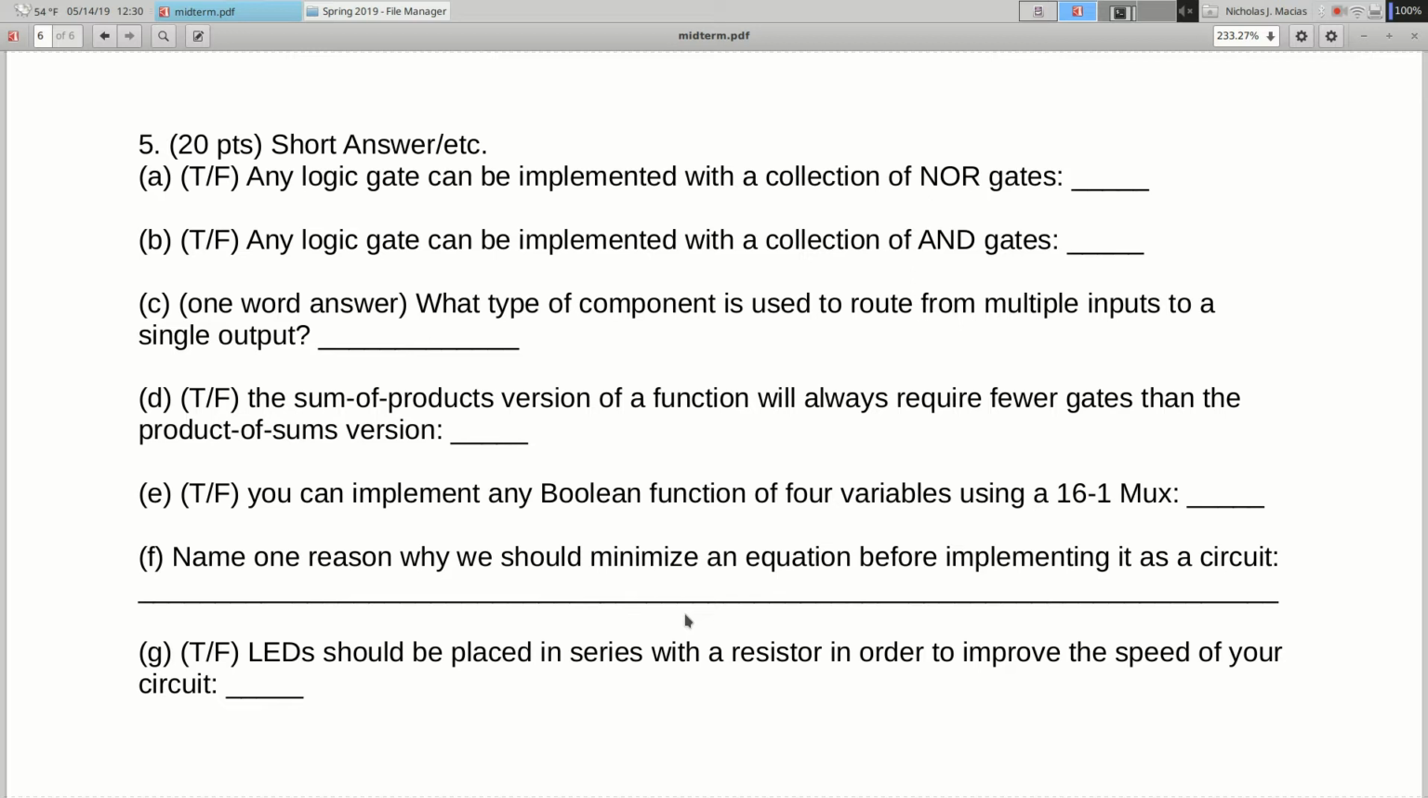Name one reason why we should minimize an equation before implementing it as a circuit. Basically, if you minimize, it's less hardware. It's less wires, it's simpler, it's less power, anything equivalent to that. And then LED should be placed in series with a resistor in order to improve the speed of your circuit. That's false. You put LEDs in series in order to reduce the current going to the LED. Has nothing to do with speed. In fact, it actually slows down the circuit in some cases. And the multiple choices were good too.